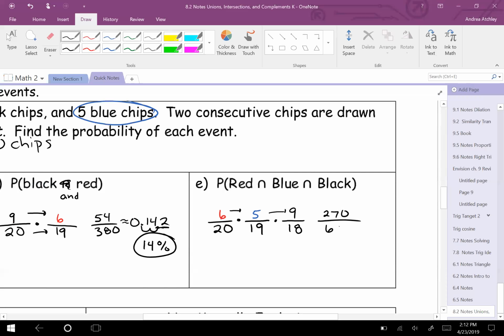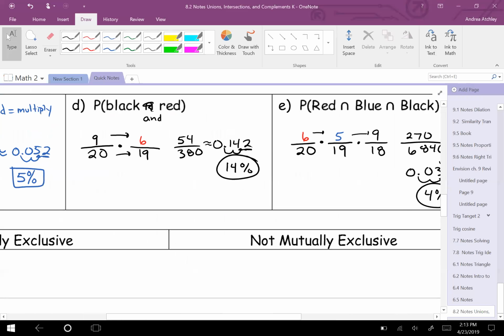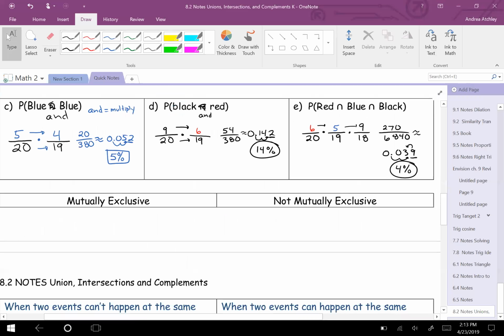Okay, so 20 times 19 times 18 is 6,840. Which gives me about 0.039. Does the 9 make the 3 move up? Yes. Move my decimal over twice, and we're going to get 4%. Any questions over that? Okay, mutually exclusive and not mutually exclusive.